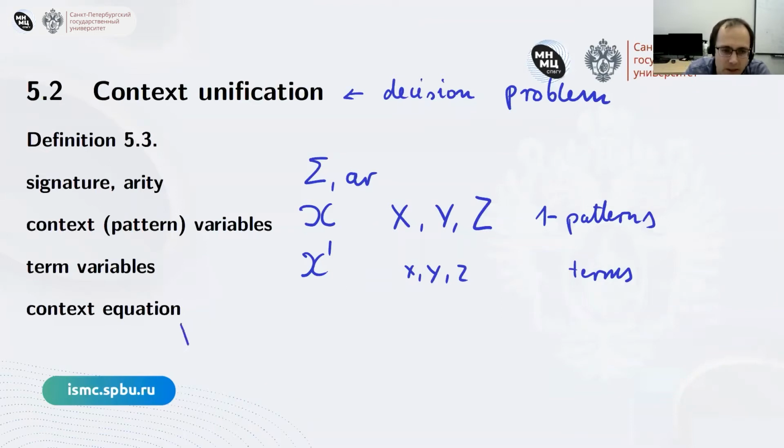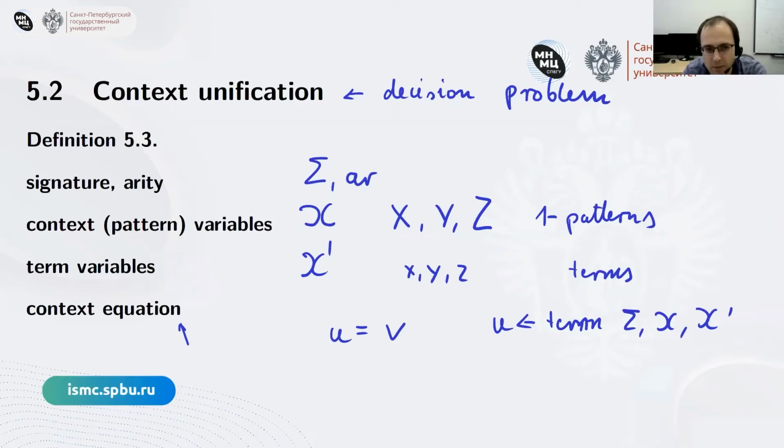And the problem is given as a context equation. So we are given an equation of two terms, u equals v, where u and v are terms built over sigma, context variables and term variables. Those variables should be called pattern variables in our terminology, but for historical reasons they are called context variables. We treat them as symbols of arity 1, and term variables as symbols of arity 0, which is consistent with the fact that what we want to substitute for X is a one-pattern, and what we want to substitute for a term variable is just a term, a well-formed term that doesn't take any arguments. And we are asking: is there a solution?